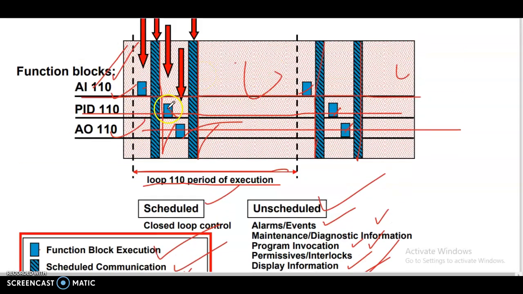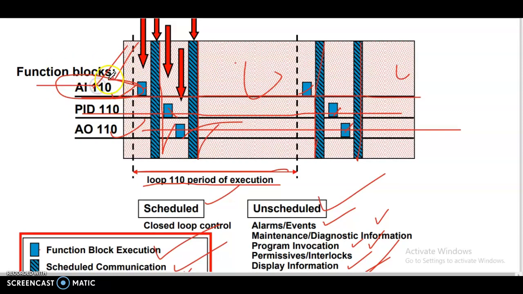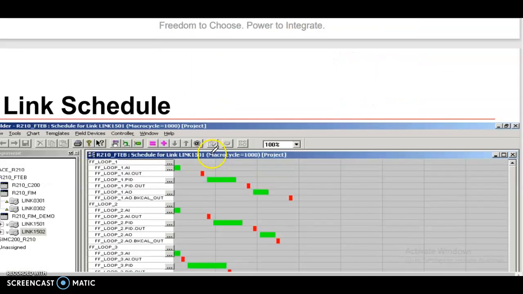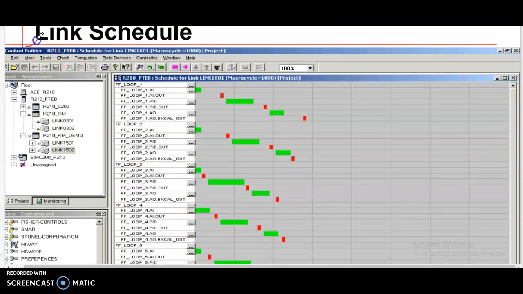Under this, up to here, analog input. These are function blocks: analog input, PID, and then here analog output. Loop 110 period execution. Link schedule. In this link schedule, Control Builder R210 under FTEP scheduler for link 1501, macro cycle 1000, project.